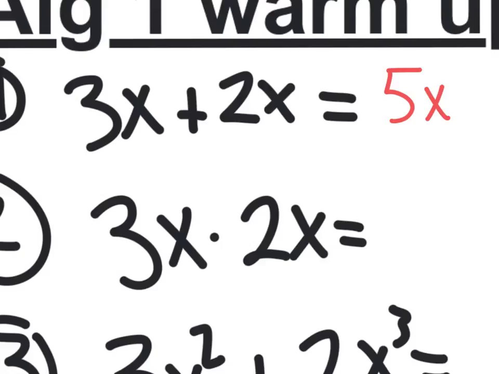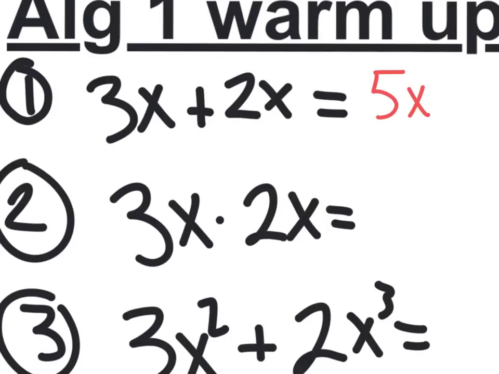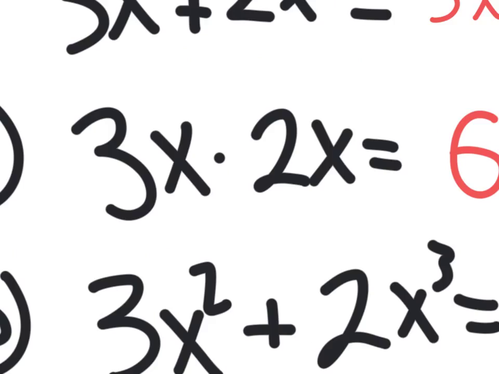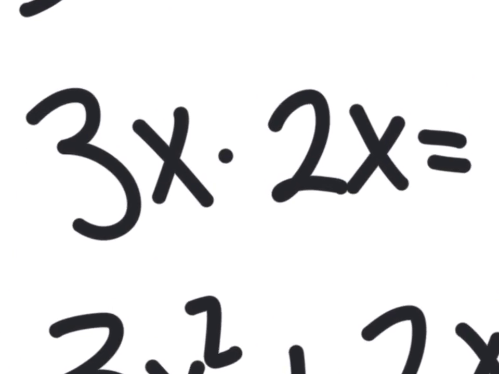You have 3 little plastic x's. You have 2 more little plastic x's. You're going to have a total of 5 little plastic x's, right? 3 plus 2 is 5. Now compare that with the next one, 3x times 2x. That answer is 6x squared. I mean, technically, you could rewrite the 3x times 2x.